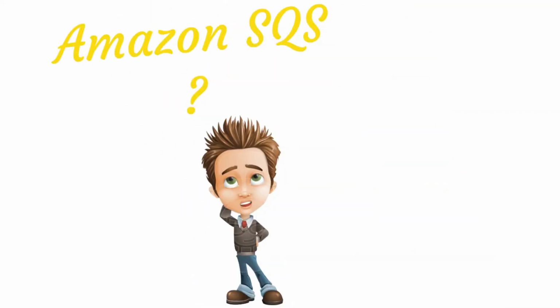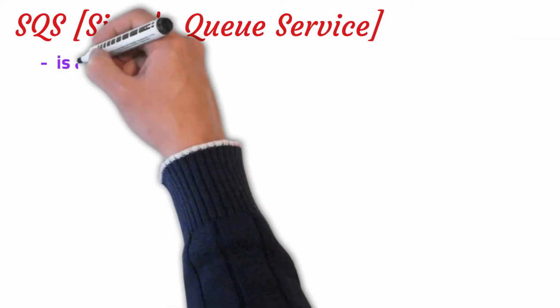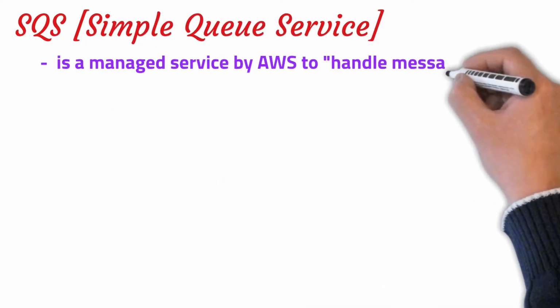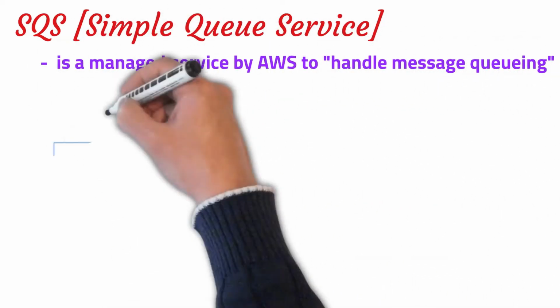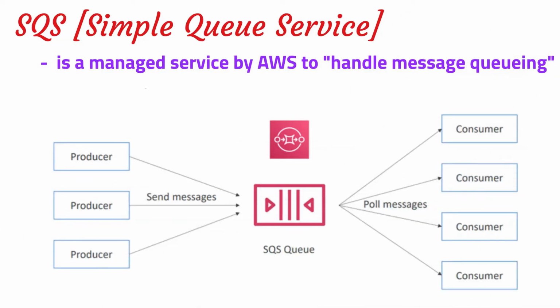What is Amazon SQS? SQS stands for Simple Queue Service, is a managed service by Amazon Web Services to handle message queuing. In a queue, one service sends messages, and other services consume those messages. It can be used for a variety of purposes.